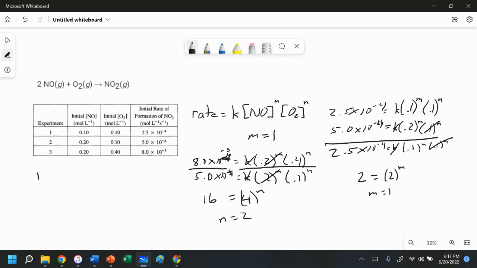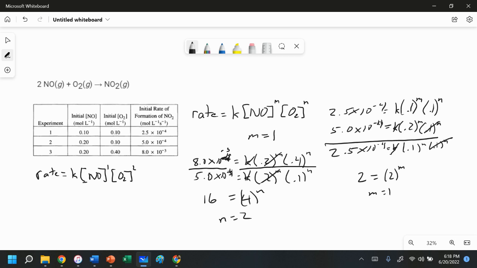So we've now solved for those orders, and we can write our rate equation. Rate equals K times the concentration of NO to the first power times the concentration of O2 to the second power. And so this is called the method of initial rates, just solving for those orders by looking at which substance's concentration changed and how it affected the rate.